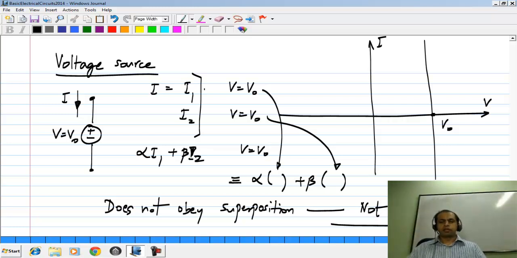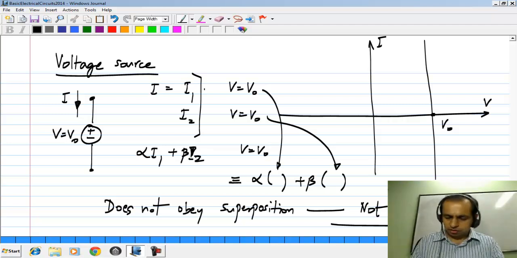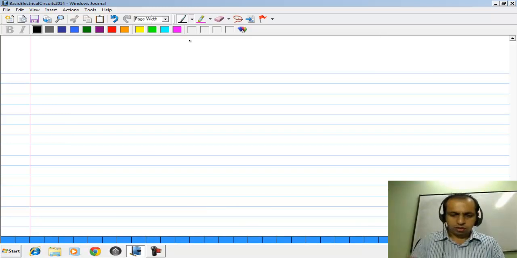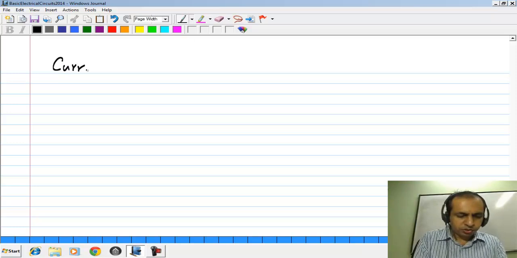So don't be confused by the straight line in the characteristics. It's not linear because it does not obey superposition. And obviously the exact same thing holds for a current source.